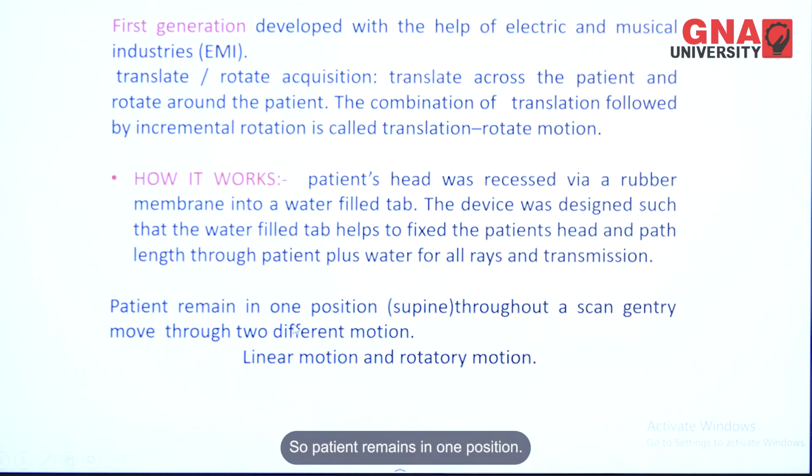The patient remains in one position, that is the supine position, throughout the scan. The gantry moves in two different motions. One is known as linear motion, the second is known as rotatory motion, and together this is known as the geometry of the first generation. The linear motion means that we have to move the patient forward in a slice thickness increment after every slice is acquired, and the rotatory motion means that both the X-ray tube as well as the detectors revolve around the patient, acquiring data for one single slice.